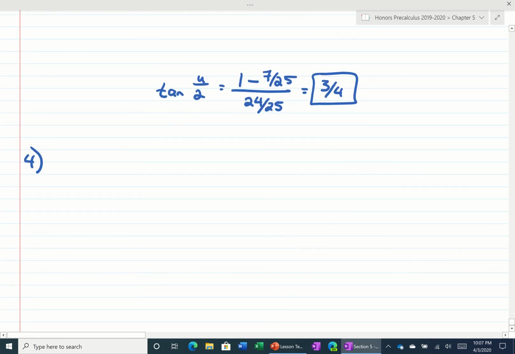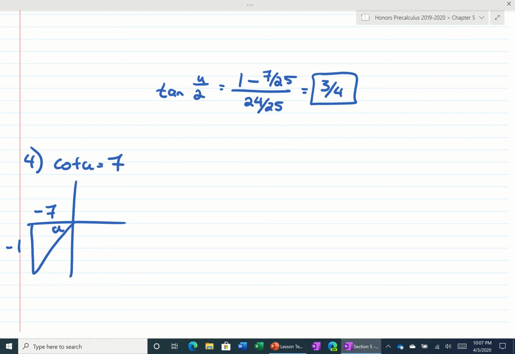Number 4 is asking us, if cotangent of u is 7, and u terminates in the 3rd quadrant, and the cotangent is 7. So that's 7, this is 1, they're both negative. This is u. So 1 squared plus 7 squared is the square root of 50, that's the hypotenuse, which is the square root of 2 times the square root of 25, 5√2.